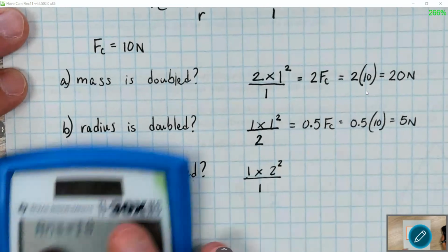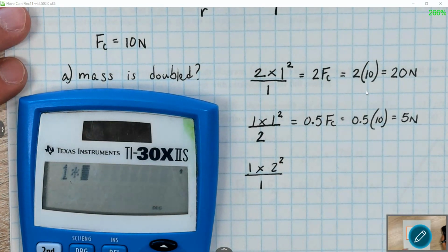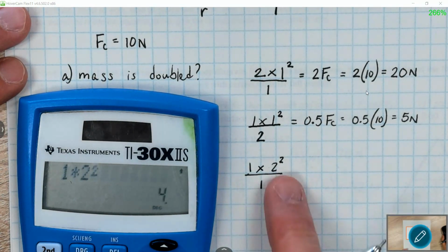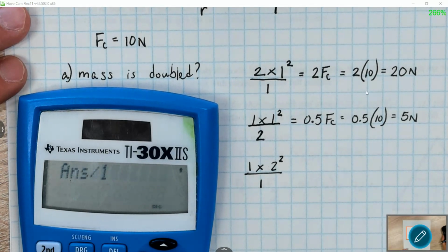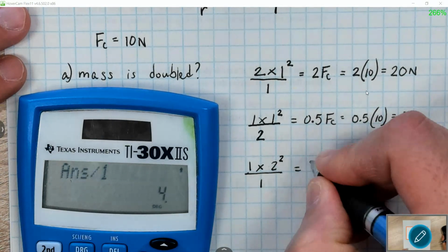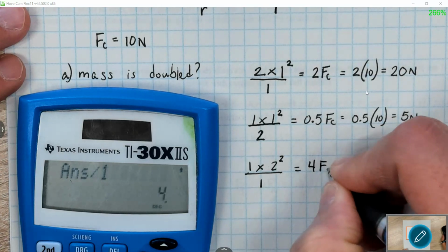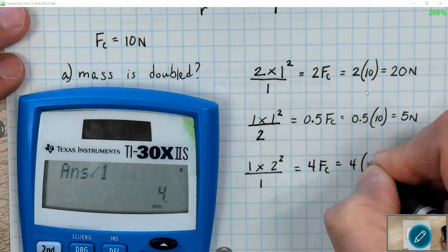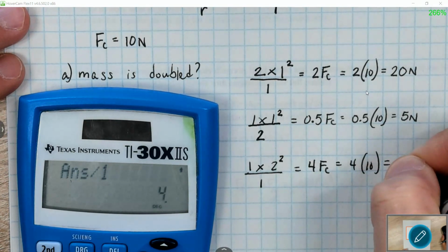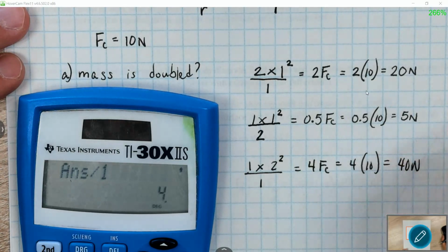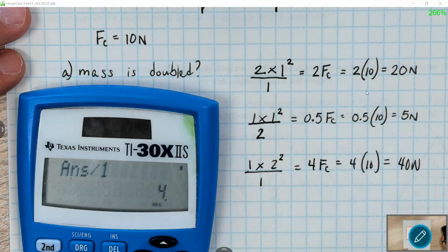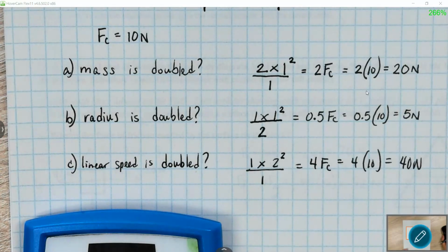Again, you can throw it into a calculator if you need to. 1 times 2 squared is 4, but we have to divide by 1 on the bottom. That doesn't change it. It's going to be 4 times the force. The original force was 10, so 4 times 10 gives us 40 newtons.